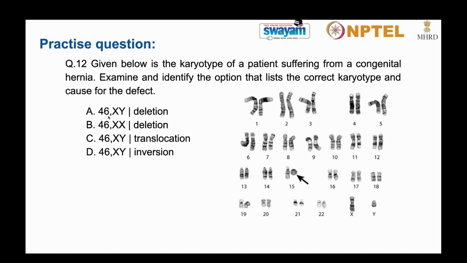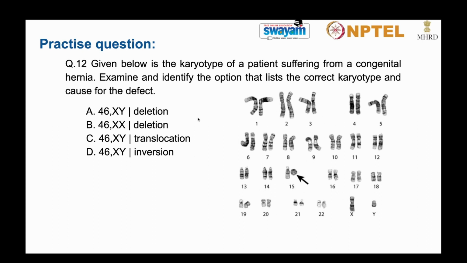So the options are: there are 46 chromosomes, X and Y, but there is some deletion in some chromosome. Option B says that there are 46 chromosomes and XX is present, and then there is some deletion. Similarly, option C is saying 46 chromosomes are present, there are XY chromosomes, and translocation is there. And then option D says 46 chromosomes are present, XY chromosomes are present, and there is some inversion. So observe this karyotype. Can you answer what kind of defect is there? Option A, 46,XY deletion.